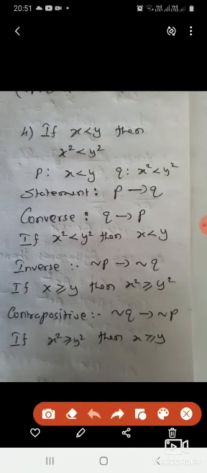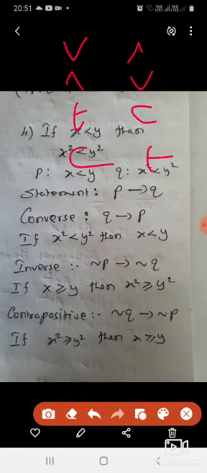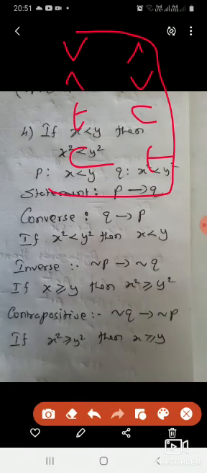Next, dual statement. The dual statements we have seen: it is just interchange of OR to AND and AND to OR, tautology to contradiction, contradiction to tautology. And very important, it will not affect negation. That concept we have seen.